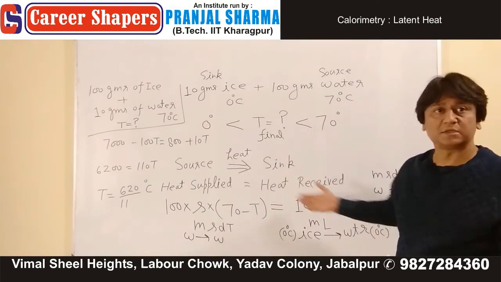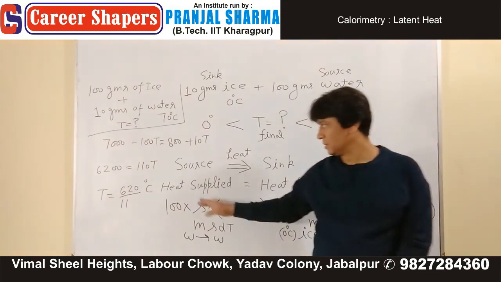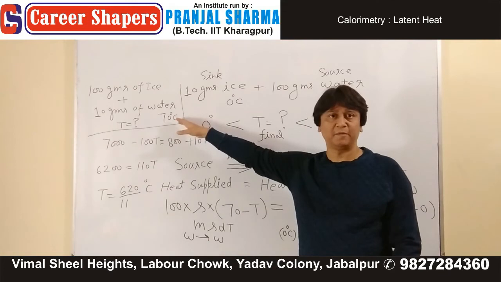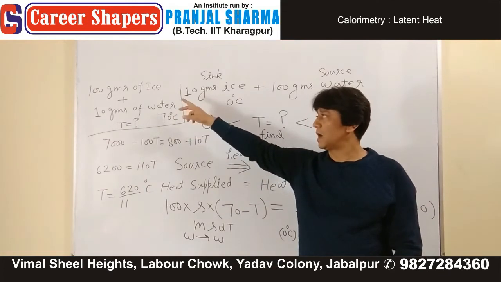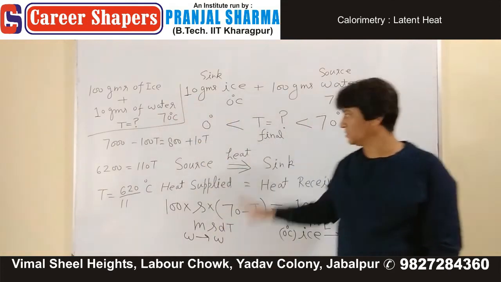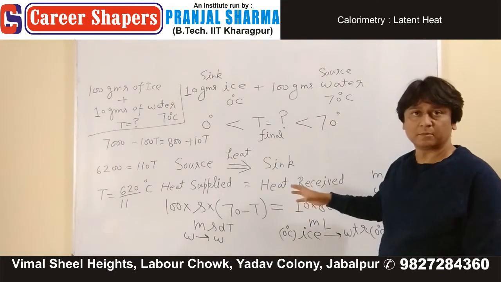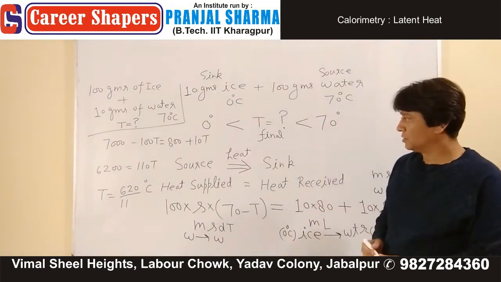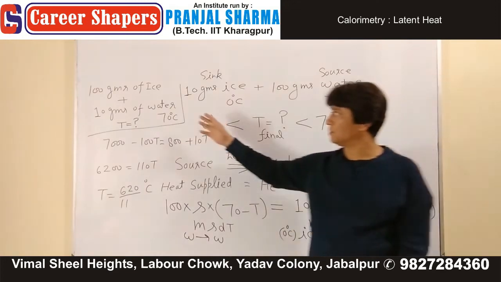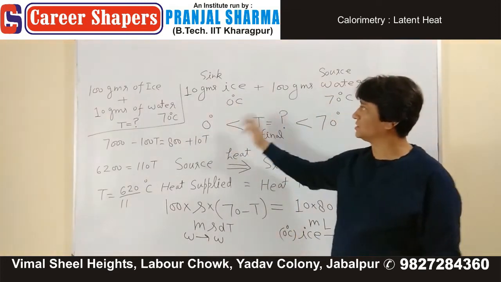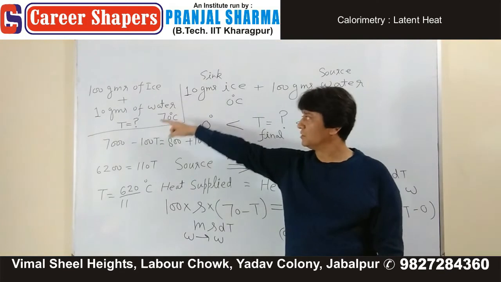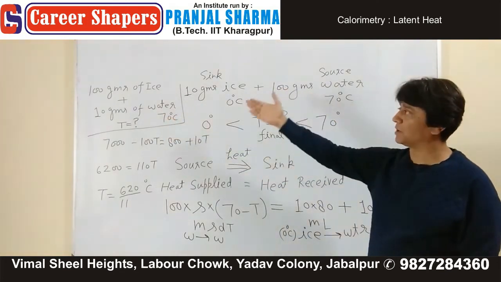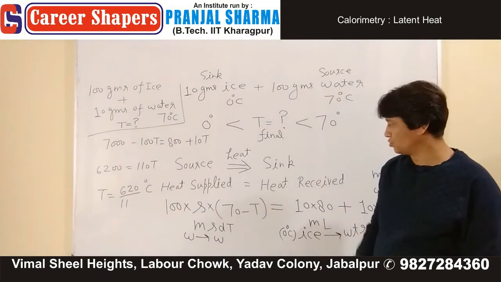And everything is same. What is the source? Something which is at higher temperature. That ice at 0 is same, everything is same as in the first question. So what are the changes? I've simply interchanged their masses. This is 10 grams of ice, which becomes 10 grams of water, 100 grams of water, and that becomes 100 grams of ice.